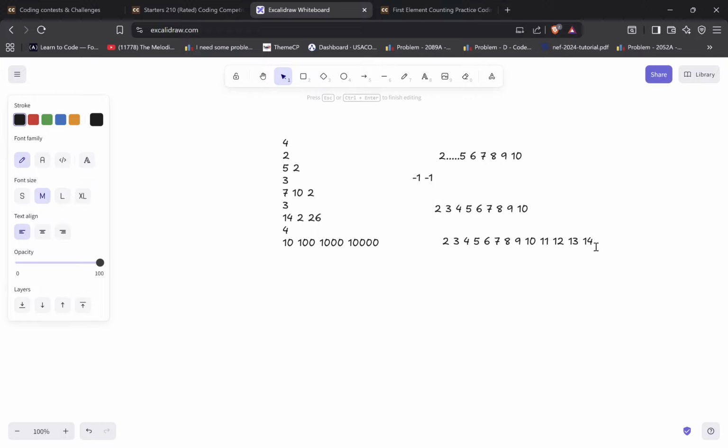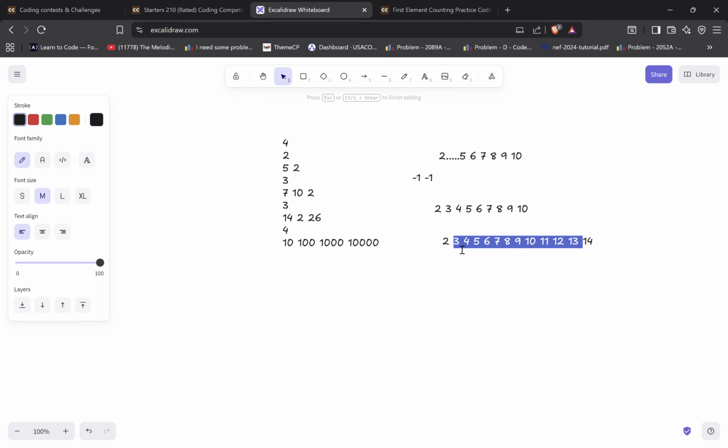Basically, till 14, the total number of numbers inside is odd. But on the other hand, this was even. Since this was even, it could be cleanly split into two, which is 3 4 is one group and 5 6 is one group. This will not be cleanly split into one group.